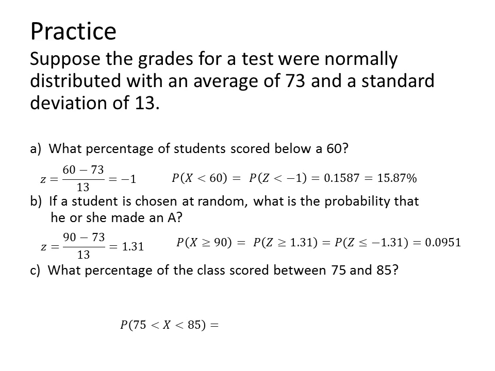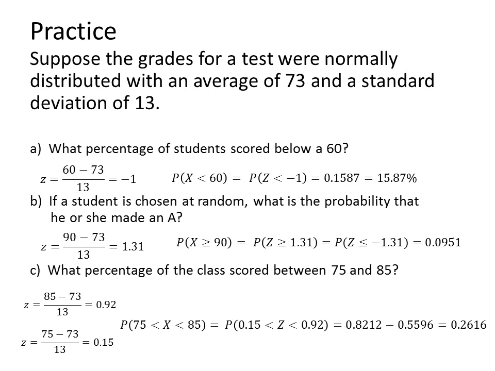In part C, we're trying to find the area that is between 75 and 85, and so we need to find two z-scores. This will translate into the probability of z being between 0.15 and 0.92, and the final answer there is 0.2616.